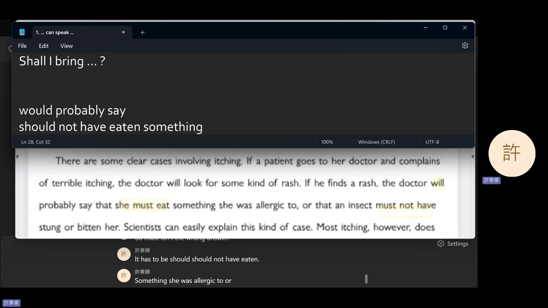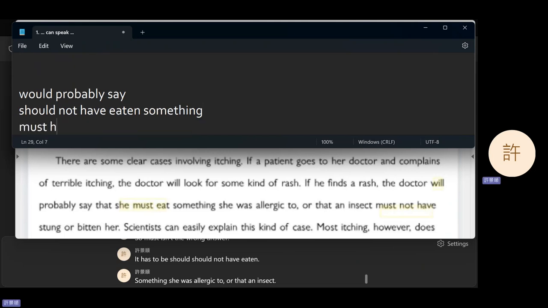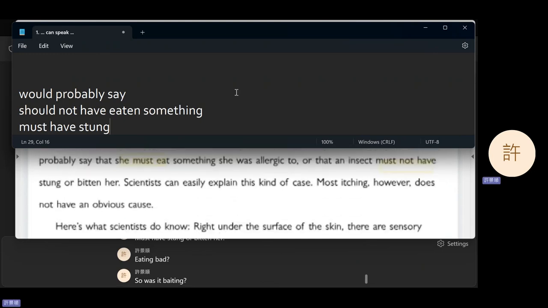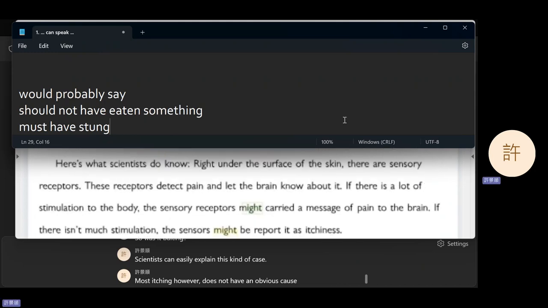Or that an insect must have stung or bitten her. 一定被蛰或是被叮. Scientists can easily explain this kind of case. Most itching, however, does not have an obvious cause. Here's what scientists do know. Right under the surface of the skin, there are sensory receptors.